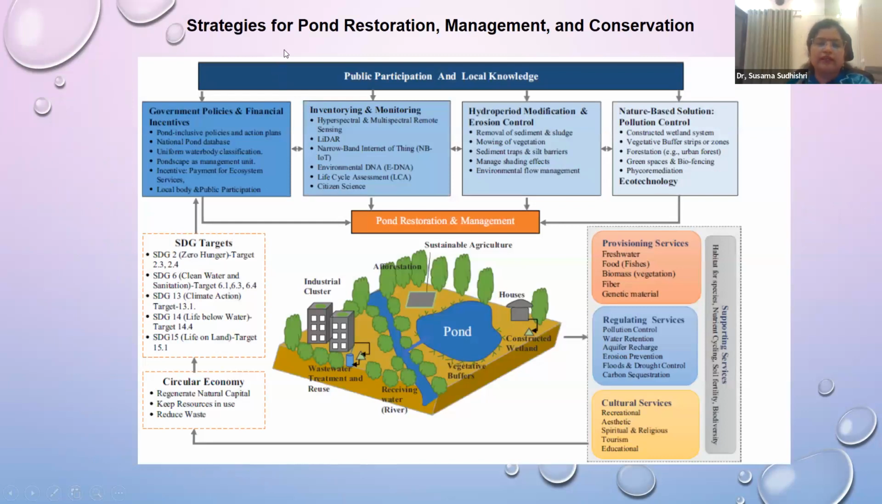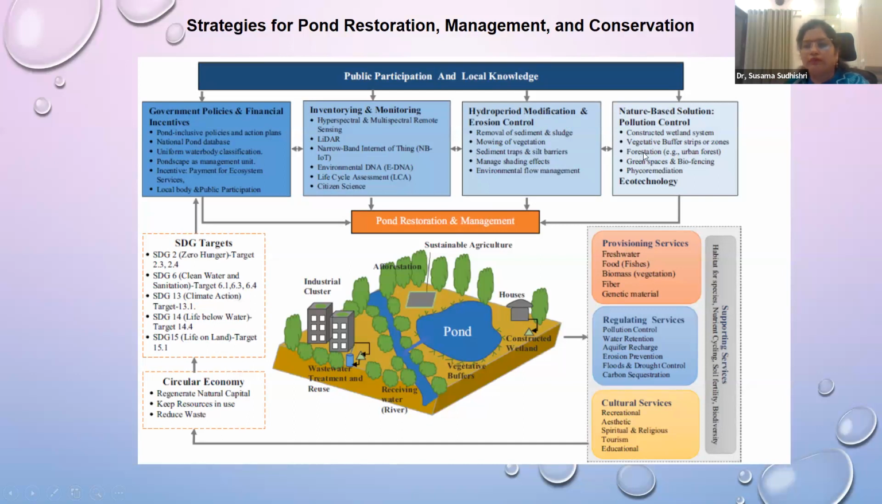So what are the different strategies for pond restoration, management and conservation? That is a long list, but you can see the first is government policy and financial incentive, which the government is doing now also. The second is inventorying and monitoring. The important thing here is remote sensing and GIS, and that work is also going on. Then hydroperiod modification and erosion control. As I have told, we have to tackle the flooding and drought situation so that we can avoid this problem. Then nature-based solutions for pollution control.